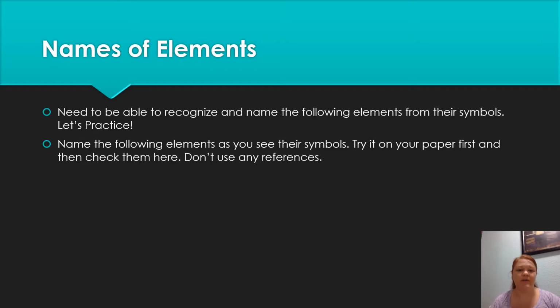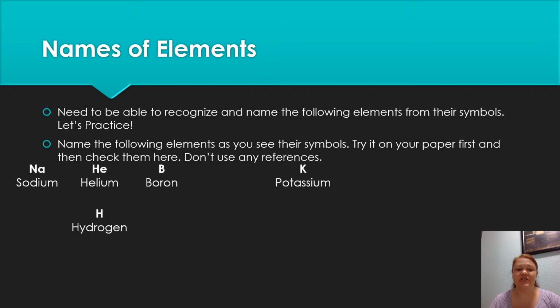All right, so hopefully you have gone through as many as you can, so let's check and see what we got. So this is going to jump around a little bit. We start with Na, that is the symbol for sodium. Next, we've got H, that's our symbol for hydrogen. We've got B for boron. We've got K for potassium. We've got He for helium. We have P for phosphorus. We have F for fluorine.